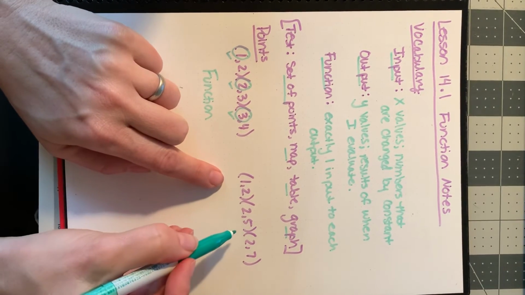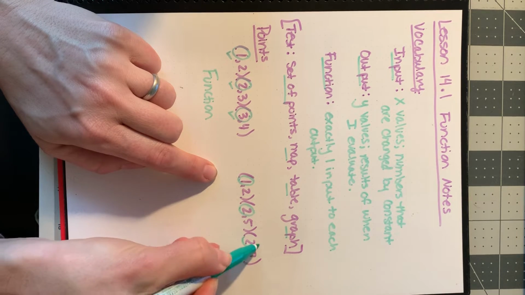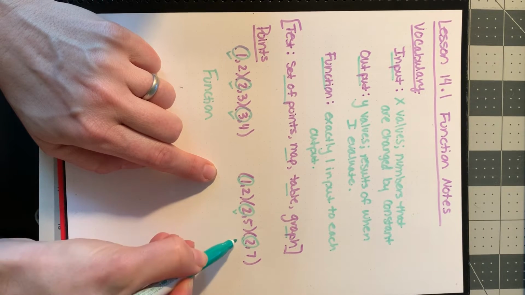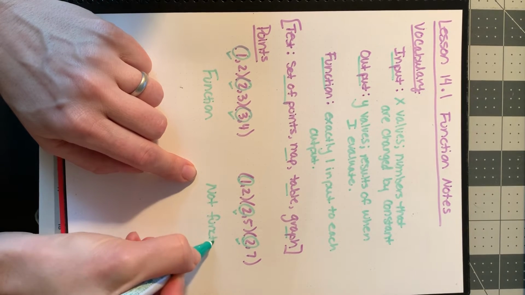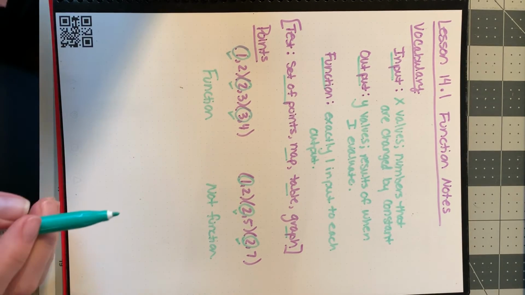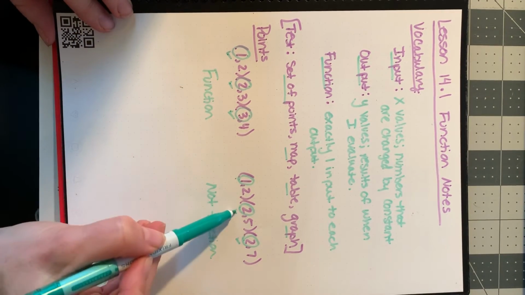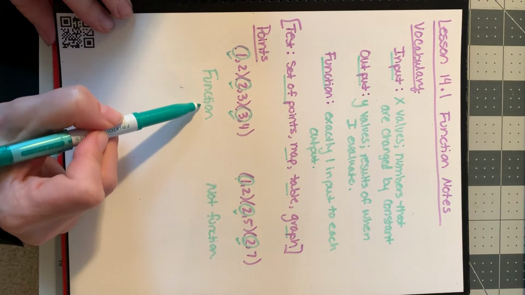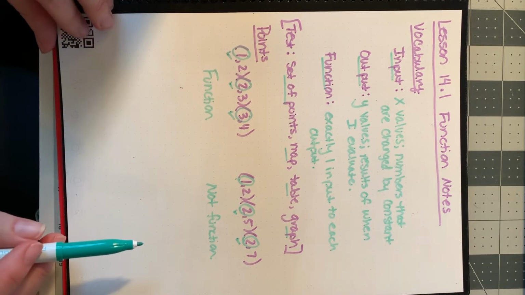Then we have a set of these points. We have 1, we have 2, and we have another 2. Because 2 is repeated, this is not a function, right? So pretty straightforward. You look at the list of your X values. If they're not repeated, they are a function. If they do repeat, they're not a function, okay?